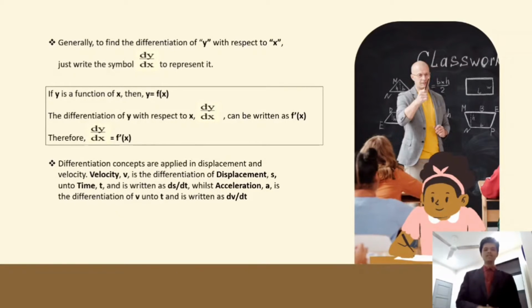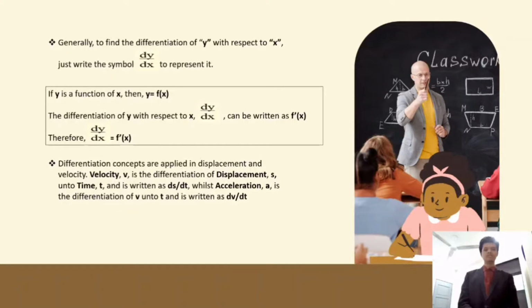Generally, to find the differentiation of y with respect to x, you just have to write the symbol dy over dx to represent it. If y is a function of x, then y equals f(x). The differentiation of y with respect to x, dy over dx, can be written as f prime x. Therefore, dy over dx equals f prime x.